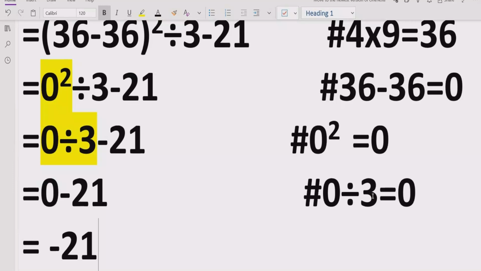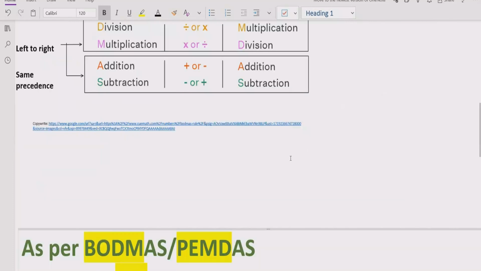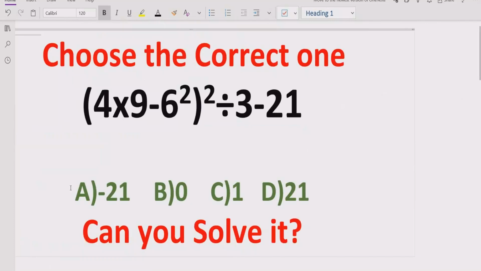Why minus? Because we have the minus sign with the larger number. So that's why we will write minus 21. If you see the answer list, answer A is the correct answer of this expression. So I hope you understand how you can solve the given expression using the PEMDAS and BODMAS method and find out the correct answer. So that's it for today.